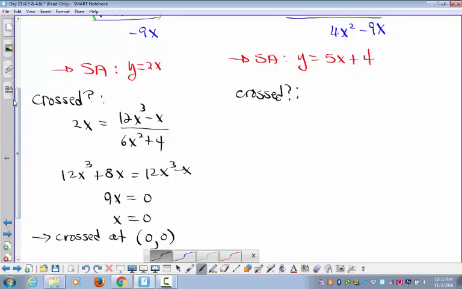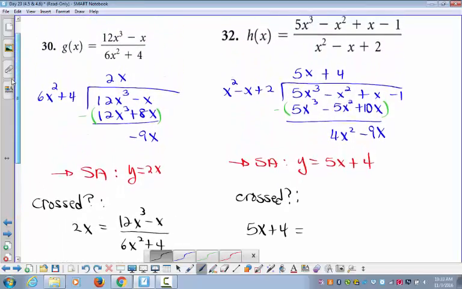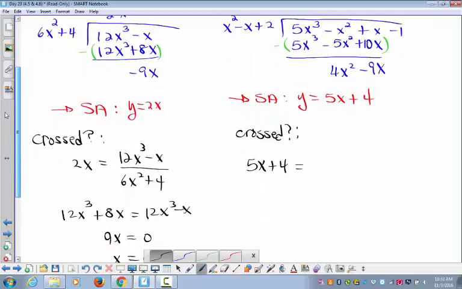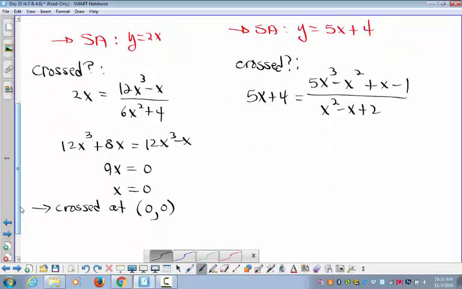All right, how about this one? So 5x plus 4. Set it equal to the original function. Okay, so we cross multiply. It's a little messier because we have a binomial and a trinomial, so we multiply them together. We have 6 terms that have to add up. So we'll just do it step by step.